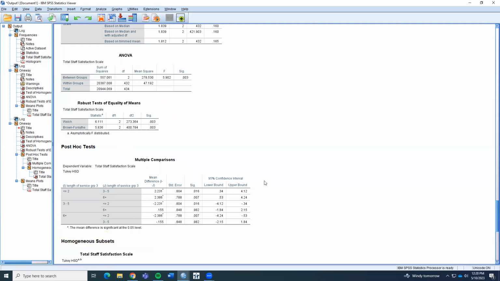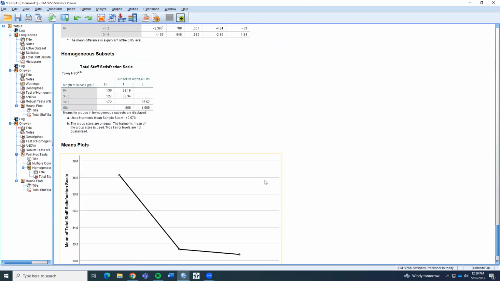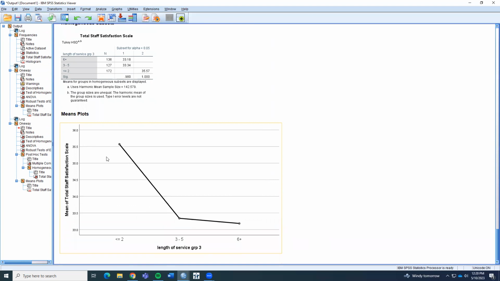Okay. So now let's scroll down and look at our means plot. And in our means plot, we can see here are our employees with 2 or fewer years, and their satisfaction is a little above 35.5. And then we move down here to our employees who have 3 to 5 years experience, and they are clear down here, and we can see that the employees with 6 years or more experience are just a little bit less than the 3 to 5. So we do see this huge effect right here.